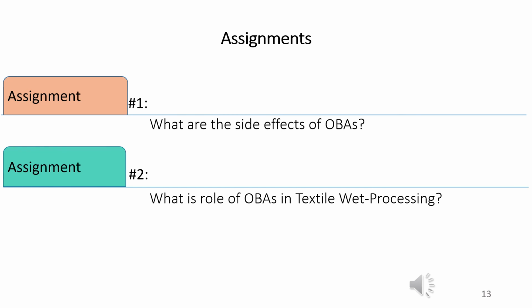Assignments. Assignment number 1 is, what are the side effects of optical brightening agents? Assignment number 2 is, what is the role of optical brightening agents in textile wet processing?